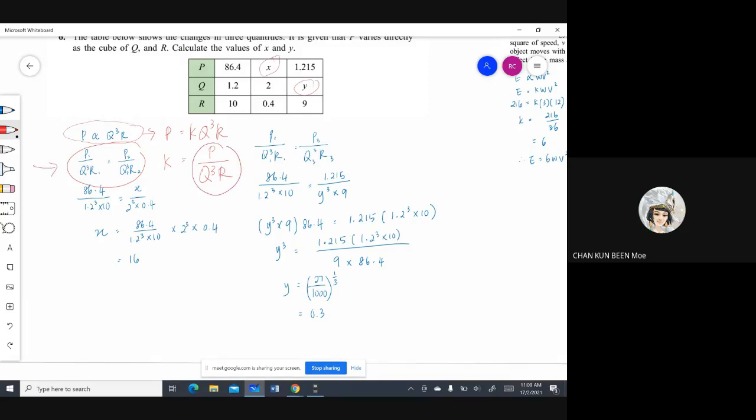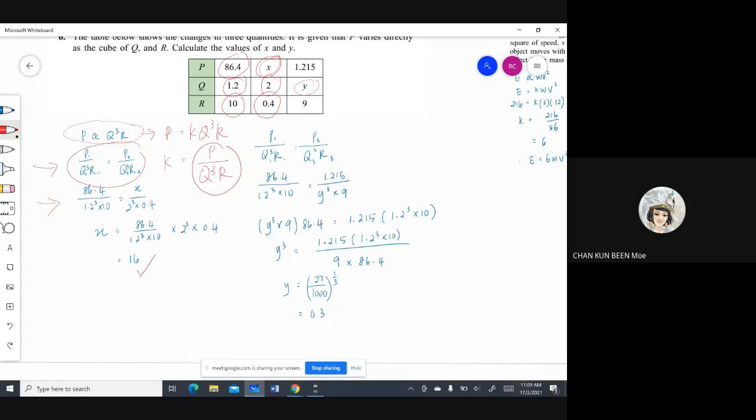So substitute the value of 86.4 over Q cube is 1.2 and then R1 is 10, is equal to P2. The P2 is equal to X here. The Q is 2 and times 0.4. So this is what we have here. And then you get the value of X equal to 16. Check. So we found out the X already.